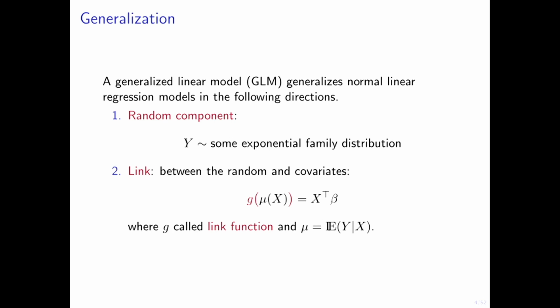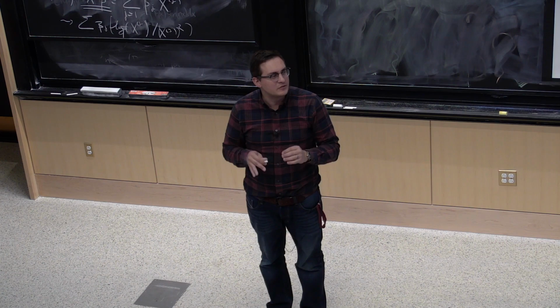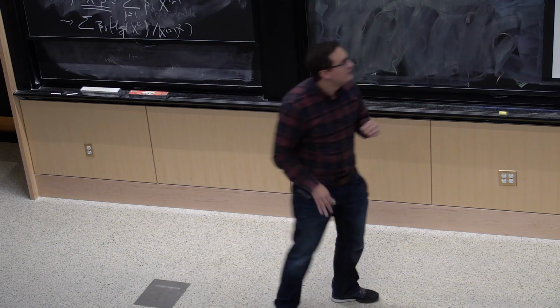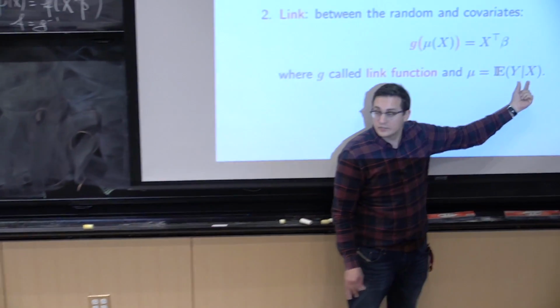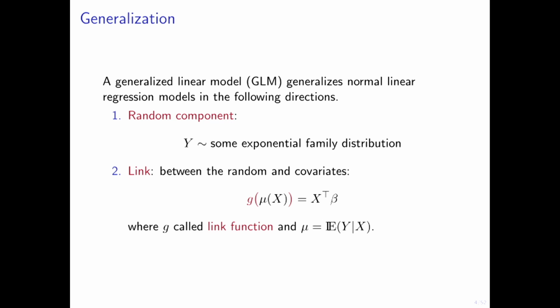And the second thing is I need to give you a link function. And how you pick a link function is going to become very clear. The only reason that you actually pick a link function is because of compatibility. This mu of x, I call it mu because mu of x is always the conditional expectation of y given x. Always.